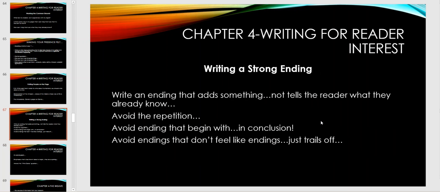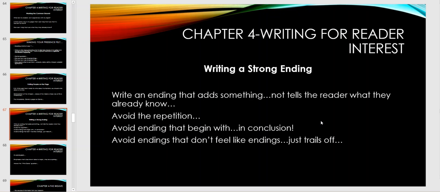Write an ending that adds something, not tells the reader what they already know. Nothing is more disturbing, after I've read a really great essay, than having to reread all the main points again in a conclusion. Give me something new. Leave me with something that I really can take away from your research essay where I can go like, wow, all right, I got this now. Okay? You want the reader to walk away from something that is really monumental and impactful at the end of your research essay.